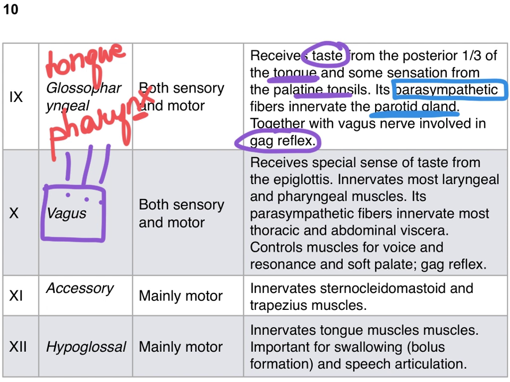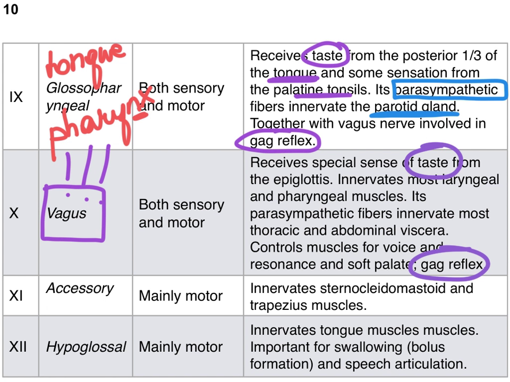The reason for this is that despite the fact that this is a cranial nerve, this nerve descends all the way into your abdominal cavity. It controls your heart and it controls most of your abdominal viscera, particularly digestion and many other structures. It is very much a mixed nerve. It also is involved in taste as well as the gag reflex.